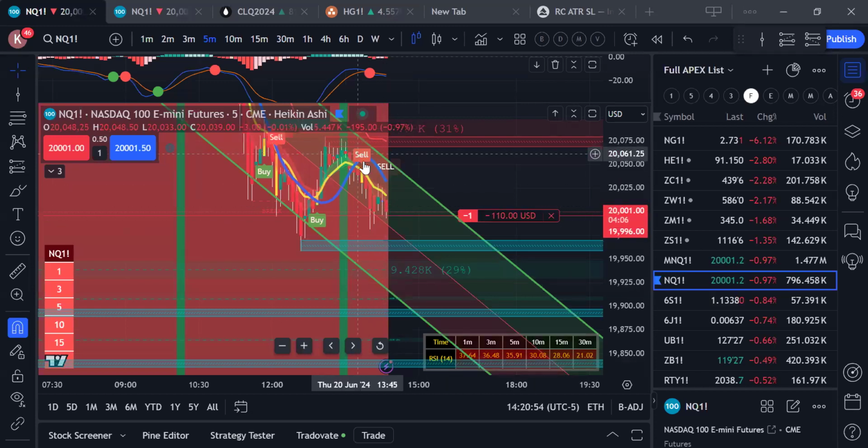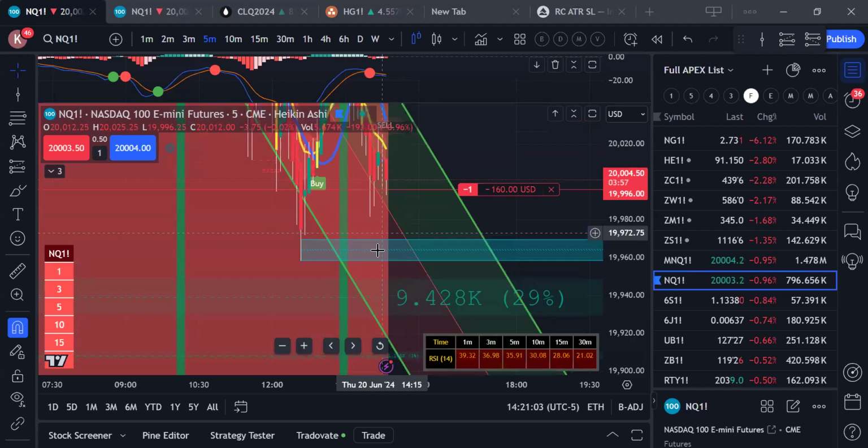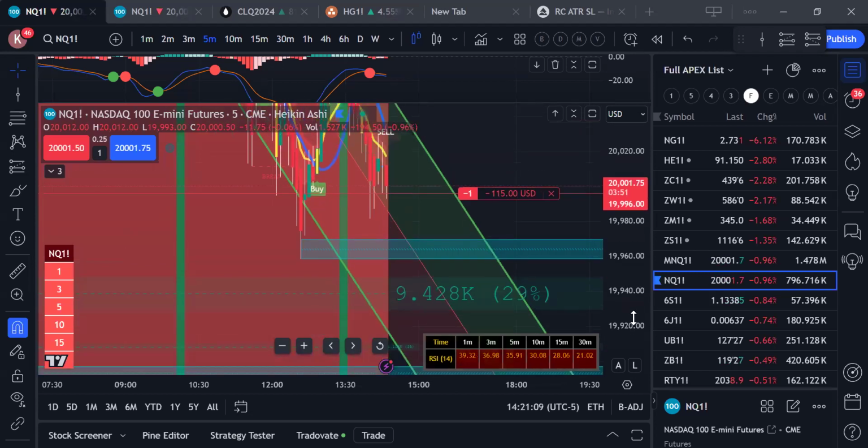Yeah, I got sell here. I got sell here. I got red here. Everything is red here. So there is a high possibility for it to come down. But yeah, you can go with MNQ, because I have a 250K account, I went with NQ.